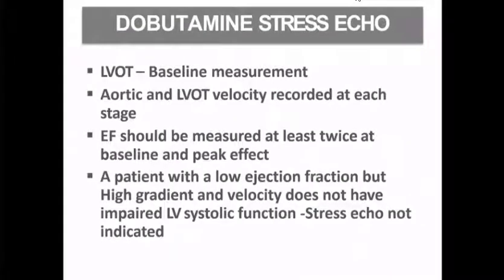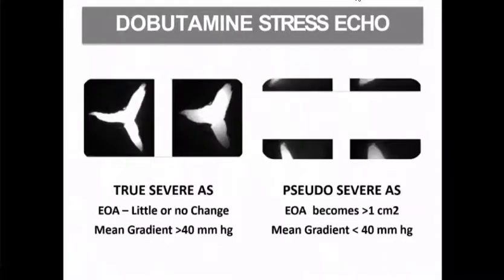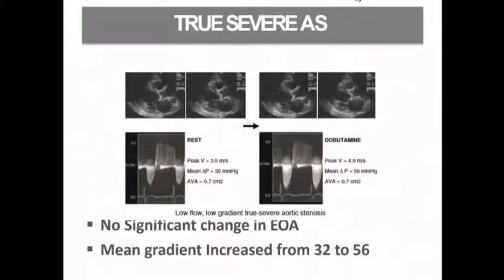The LVOT baseline measurement as standard we have already discussed. Aortic velocity should be recorded in each stage. EF should be measured at least twice, at baseline and at peak. A patient with low ejection fraction but high gradient and velocity does not have impaired contractile reserve. This image is partly missing. So this was true AS: even though the flow is increased, the valve area is fixed. This image is not clear, but when the stroke volume is increased, the orifice also increases and the gradient falls.